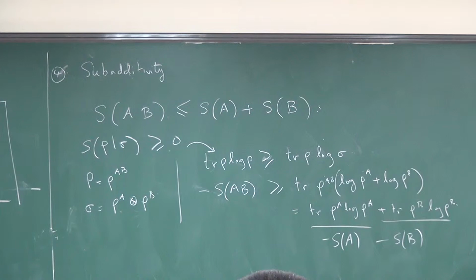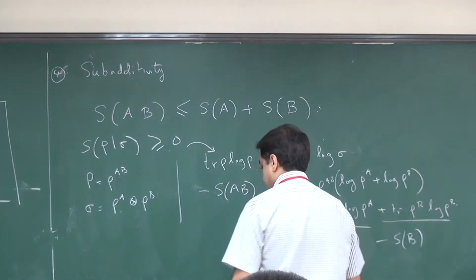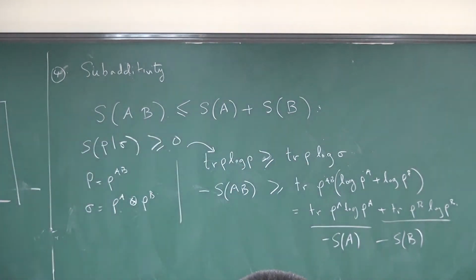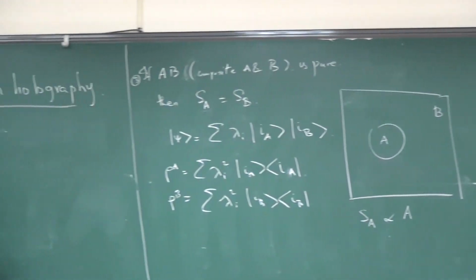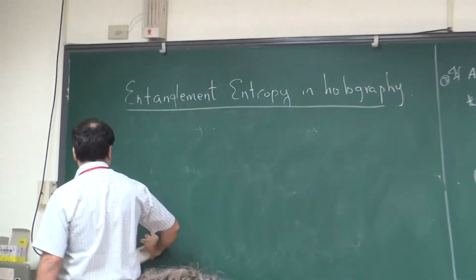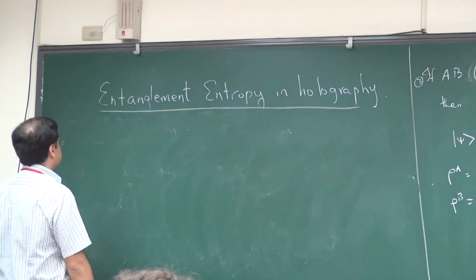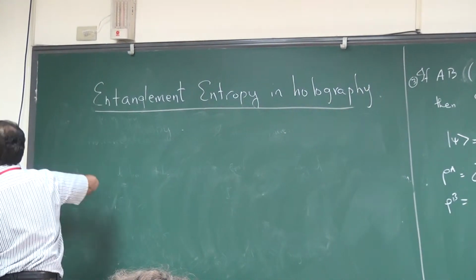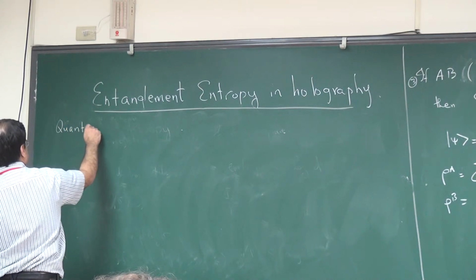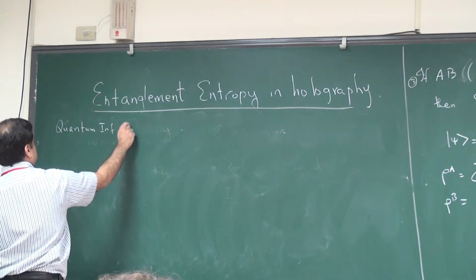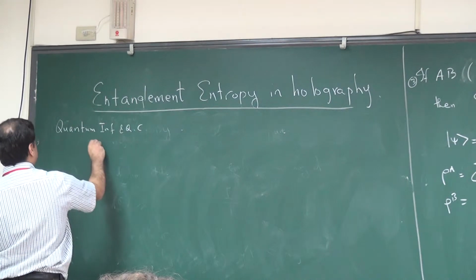Strong subadditivity is a very important, non-intuitive concept that this entropy satisfies, and it's very hard to prove in quantum mechanics. The proof is very lengthy. If you're interested in finding more about the proof, there is a book on quantum information and quantum computing by Nielsen and Chuang. You'll find the proof there.